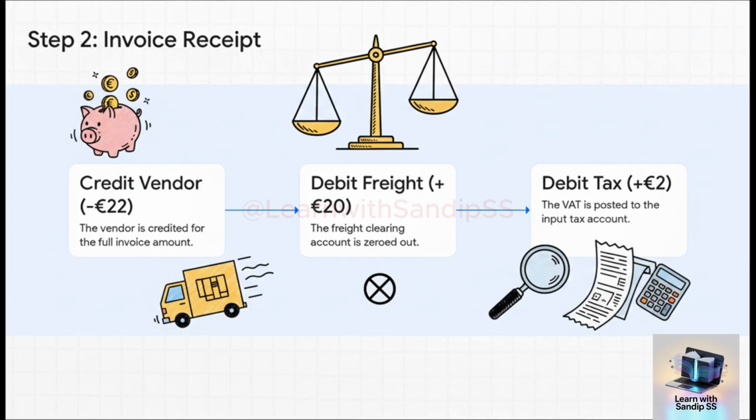Okay, next up, the freight invoice arrives. Let's say it's for 22 euros. That's our 20 euro charge plus 2 euros in tax. The system credits the vendor for the full 22. Then it debits that freight clearing account for 20 euros, which perfectly zeroes out the entry we made during the goods receipt. And that last 2 euros? It goes right to the input tax account. It's all clean, balanced, and perfectly tracked.